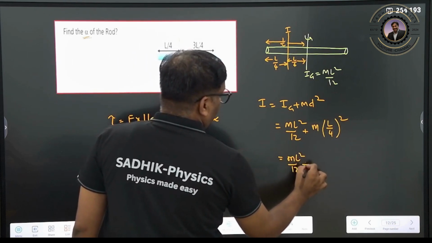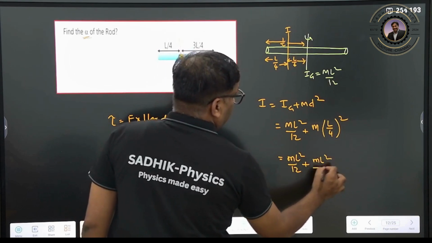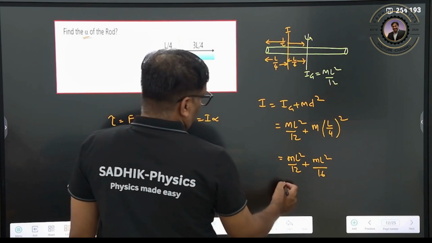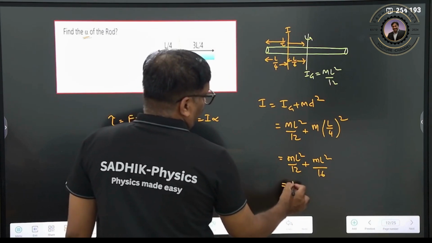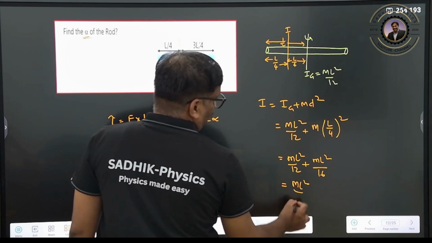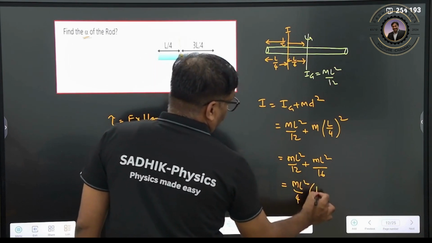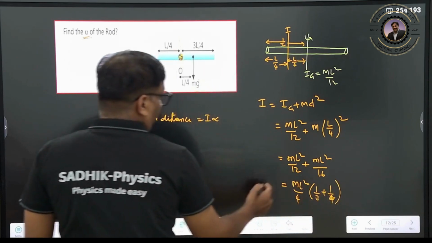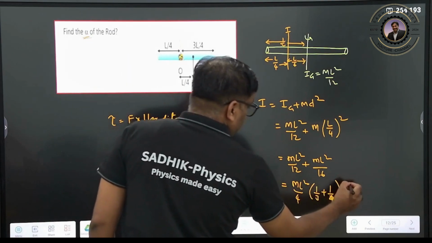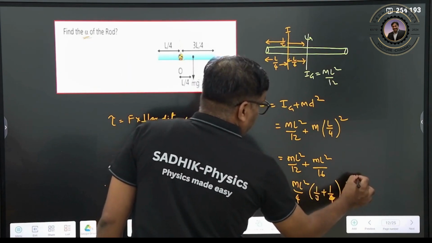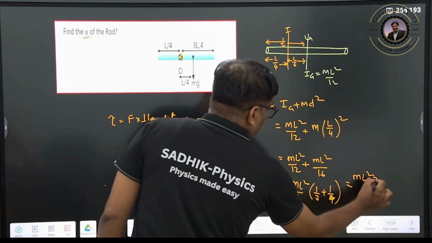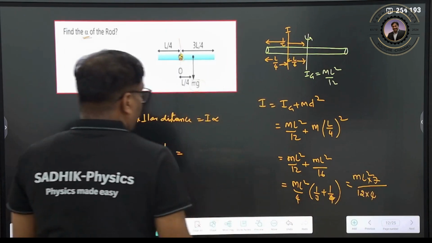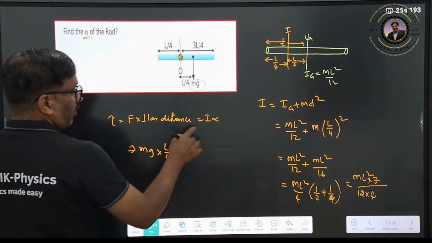So how much will it be? ml square by 12 plus ml square by 16. Or you can write it as ml square with 4 taken common, 1 by 3 plus 1 by 4. Therefore you can rewrite it as ml square into 7 divided by 12 into 4. Clear? So this is your moment of inertia.